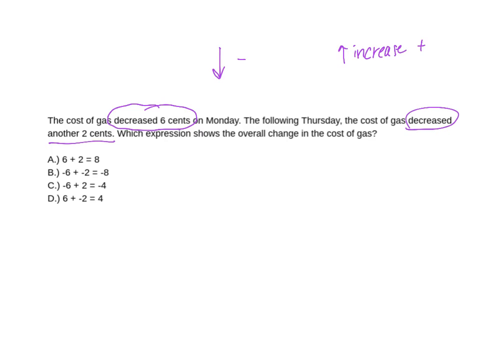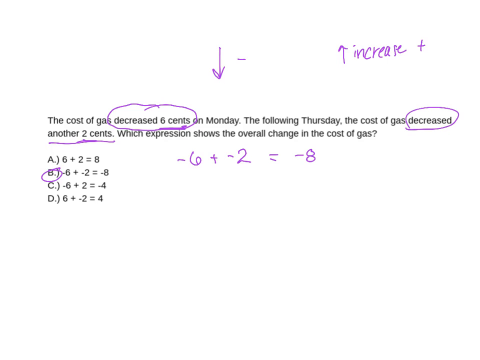So we have two negatives here because the cost of gas decreased by 6 cents, and then the cost of gas decreased by 2 cents. So negative 6, and then we're adding to that another negative 2. So negative 6 plus negative 2 will get you negative 8, and that is letter B.